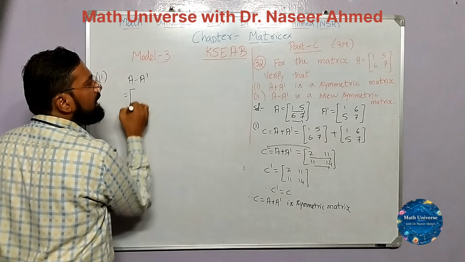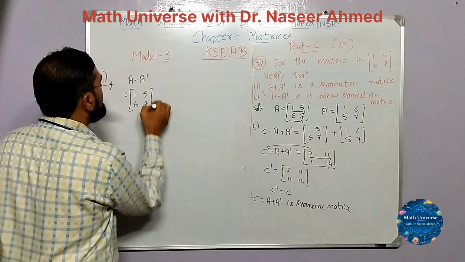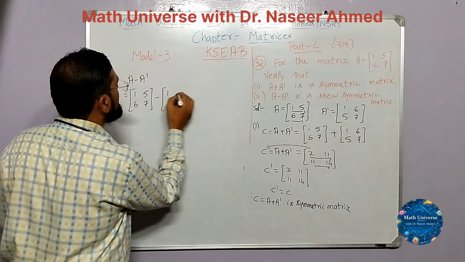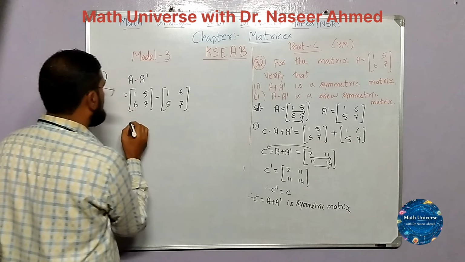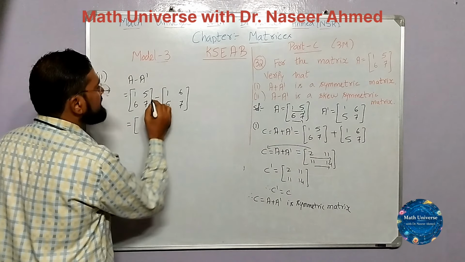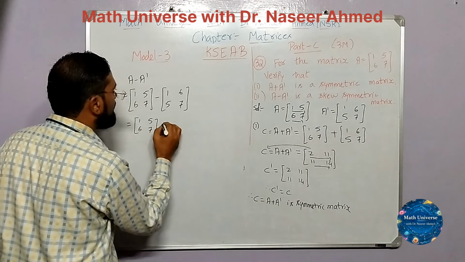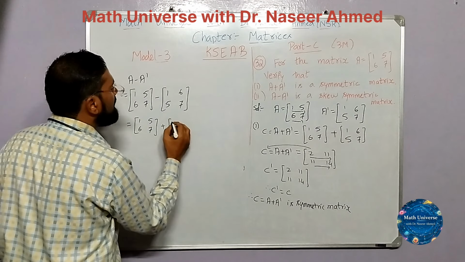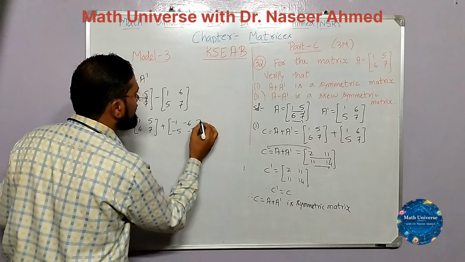So what is matrix A? 1, 5, 6, 7. And A transpose is 1, 6, 5, 7. When you are going to subtract, as I said so many times, let us take the negative inside to avoid that error which I have seen from the students. So minus to plus will be minus 1, minus 6, minus 5, minus 7.